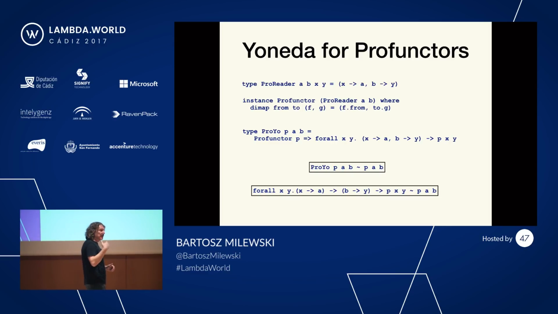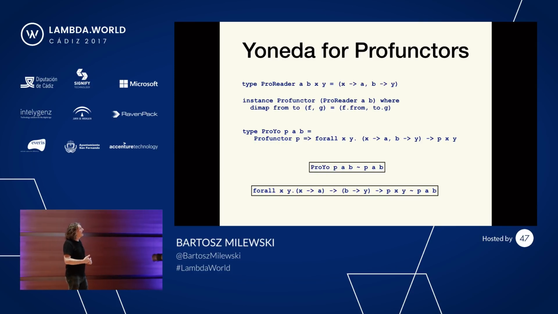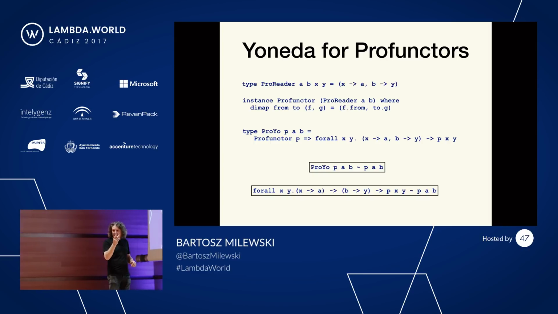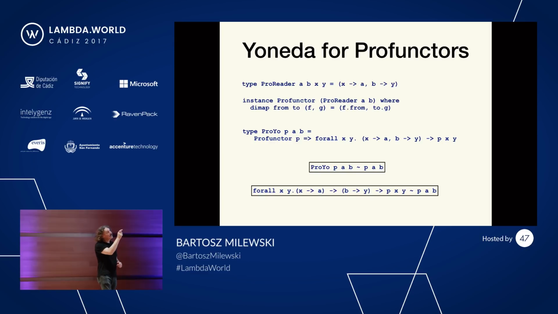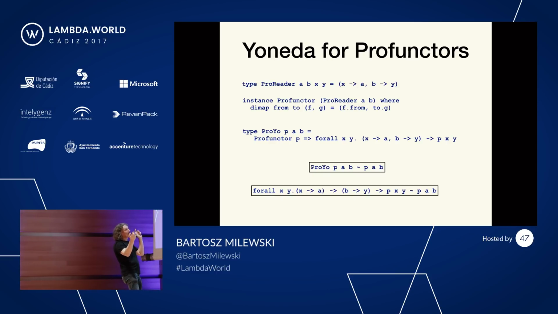And what's a reader in this category? Well, it will be a pair of functions, right? Like a reader was a function type. This is a pair of functions, except that the first function goes in the opposite direction. So I have a pro-reader from a pair AB to a pair XY. And it's a pair of two functions. One goes from X to A, and the other goes from B to Y. The first one is in the opposite direction because it's a profunctor. It's the opposite category. That's why, right?